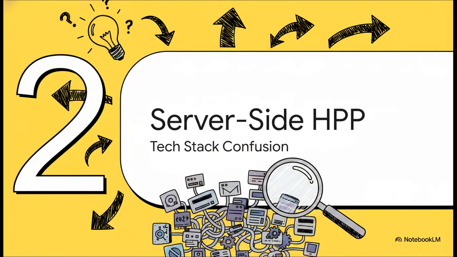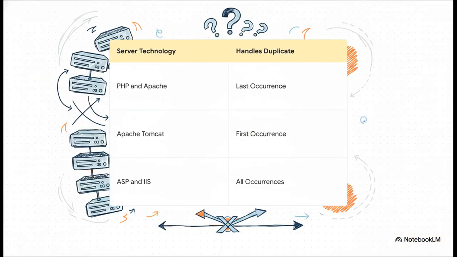Section 2. Server-side HPP. How different tech stacks get confused. Now, what's really interesting about this is that this is where the detective work really begins. Because the back-end code is completely invisible to users, finding these bugs requires a lot of experimentation. There is absolutely no universal rule for how servers handle duplicate parameters. Based on some great research by Luca Carettoni and Stefano Di Paola, different technologies react completely differently to multiple parameters with the exact same name.